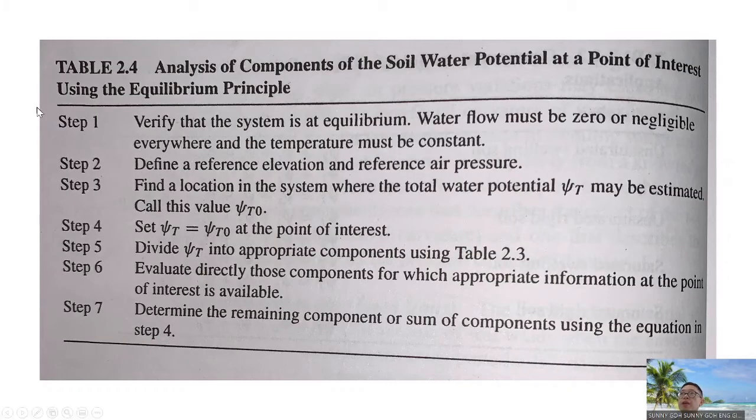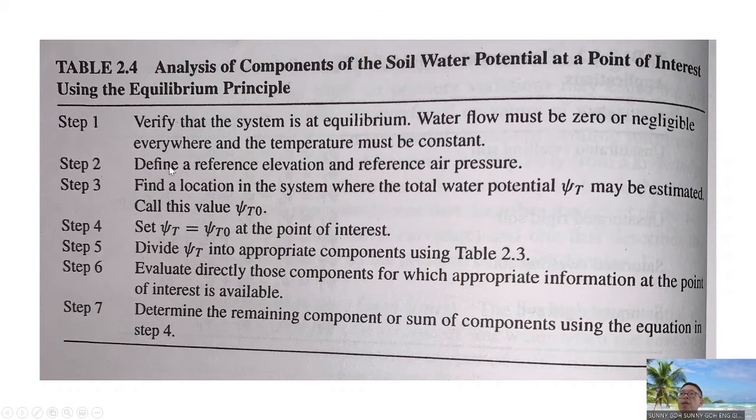Okay, now let's look at table 2.4, analysis of components of the soil water potential at the point of interest using the equilibrium principle. So step 1, verify that the system is at equilibrium. Equilibrium basically means the system itu adalah stabil. Okay, so water flow must be zero, so means tiada pengaliran air, okay, or negligible everywhere, and the temperature must be constant. So suhu di dalam sistem itu mesti constant, tidak berubah.